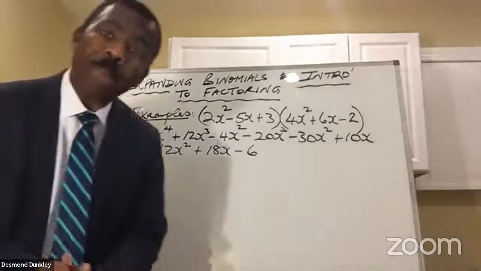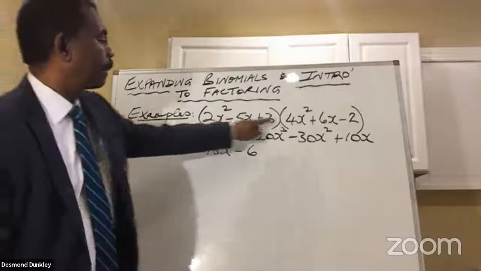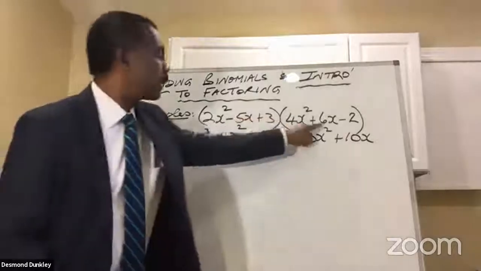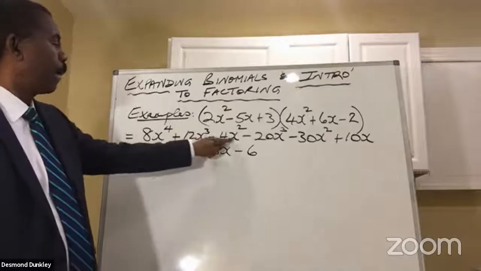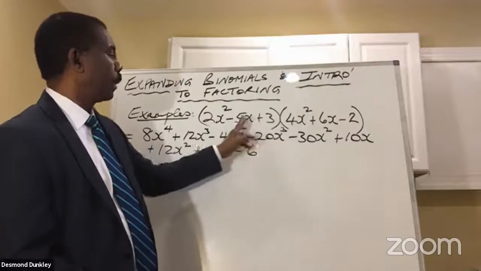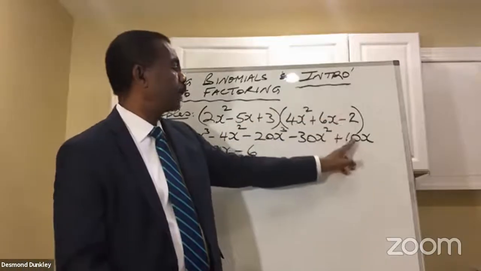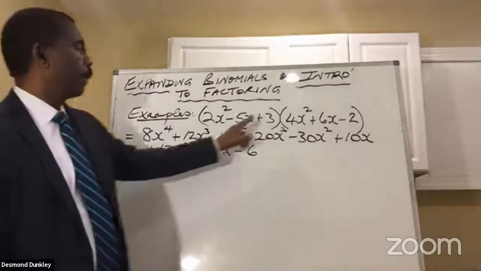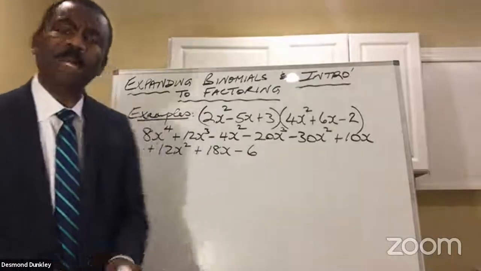I like to check my work just in case I make a mistake. So let's check. 2 times 4, 8. x squared times x squared is x to the 4th. 2 times 6, 12. x squared times x, x cubed. 2 times negative 2, negative 4x squared. Good. Negative 5 times 4 is negative 20x cubed. Negative 5 times 6 is negative 30x squared. Negative 5 times negative 2 is positive 10x. Good. 3 times 4, 12x squared. 3 times 6, 18x. 3 times negative 2, negative 6. I'm very comfortable with my result.